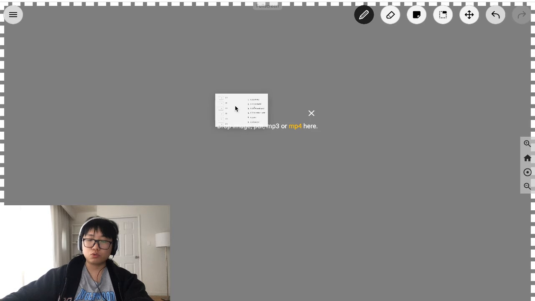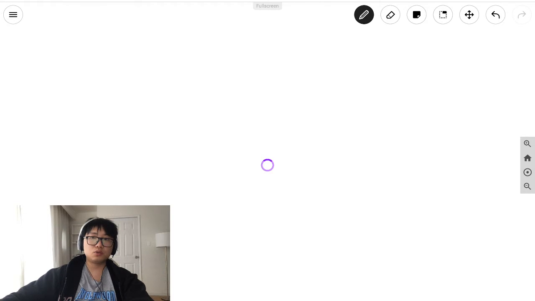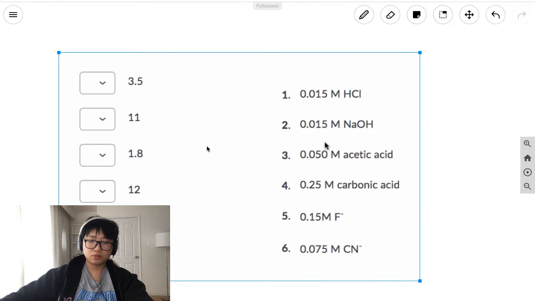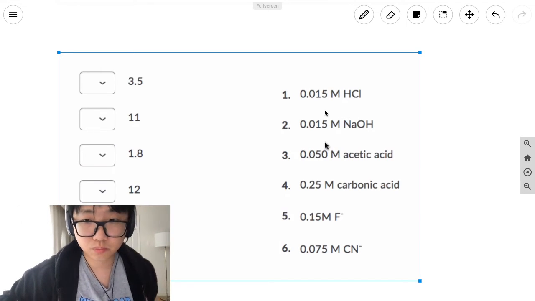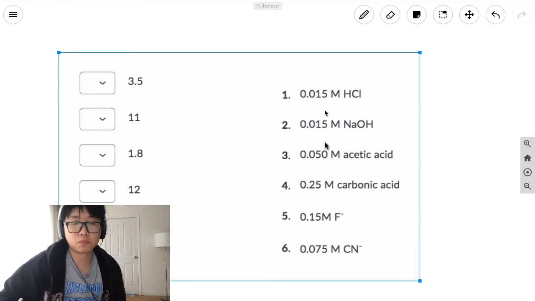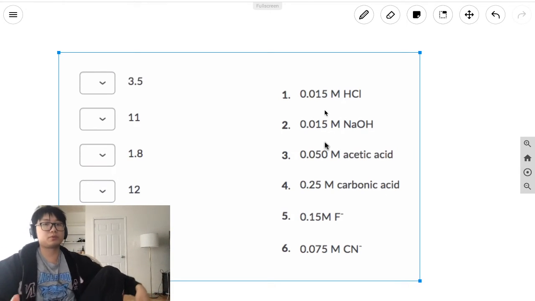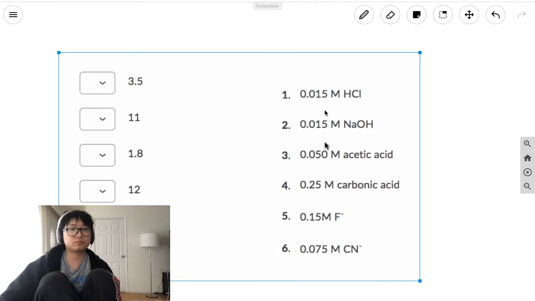But before that, can you guess? Because I think you can guess a lot of them already. For number 1, you can guess. 0.015 molar of HCl. Looking at all the numbers, you can probably guess what that is, but if you can't, then I'm going to get you to do it the full way.